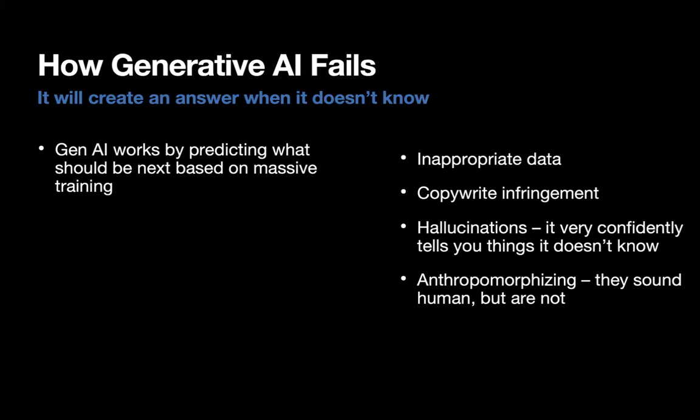in a later session. One of the things you're seeing is inappropriate data. Copyright infringement is getting figured out. Then there are hallucinations. I don't know why we call it that, but it's confidently telling you things it doesn't know. One of the biggest risks, at least as big as anything else, is humans' natural anthropomorphizing. We think things are human and treat them like they're human, even when they're not. We're going to be particularly susceptible to this because they sound so human. They sound so fluent.